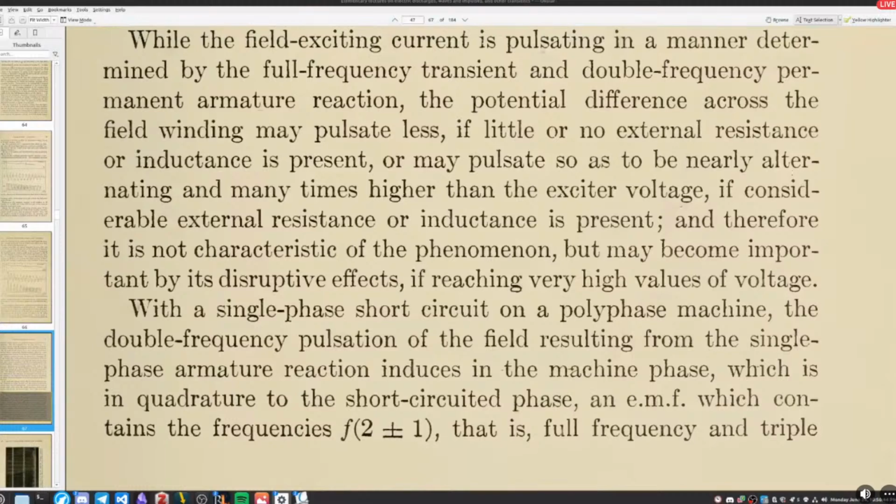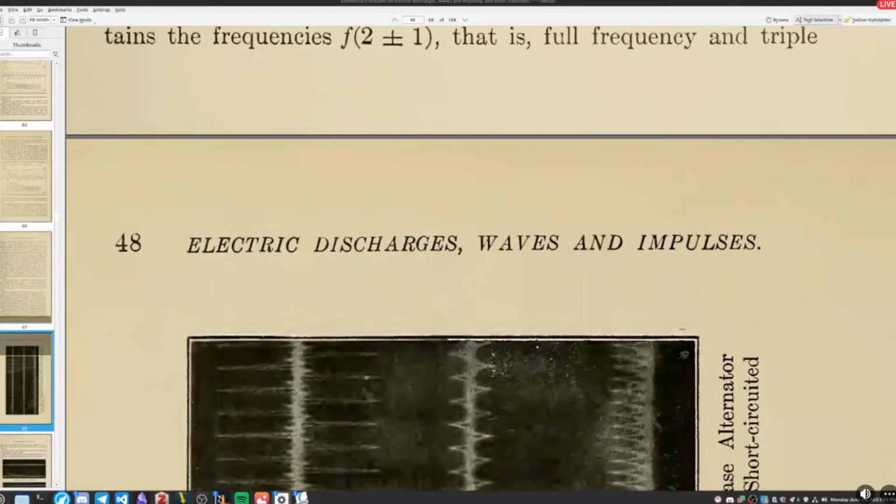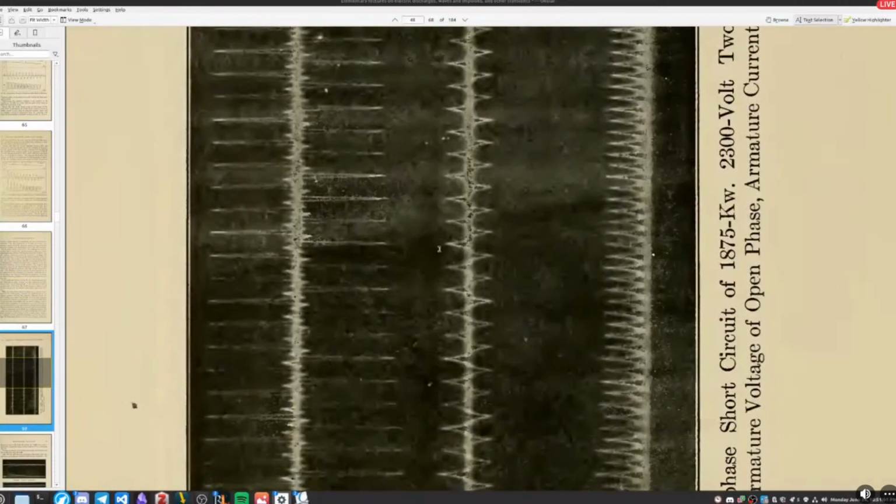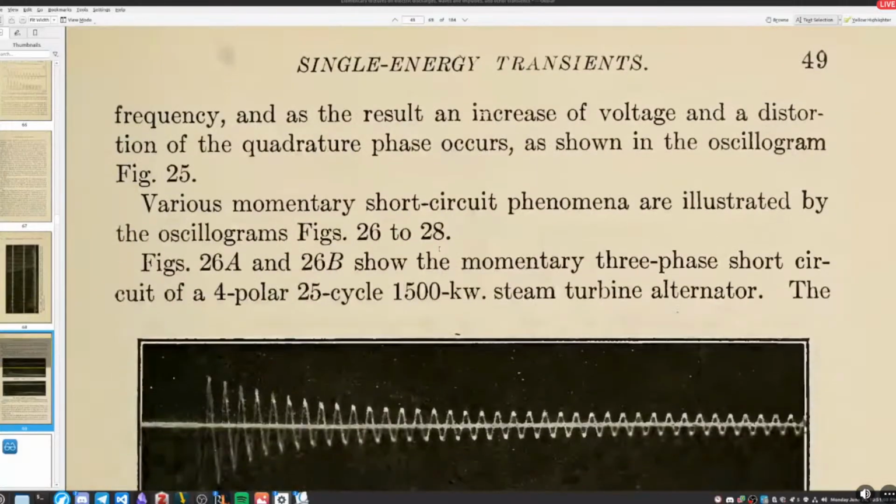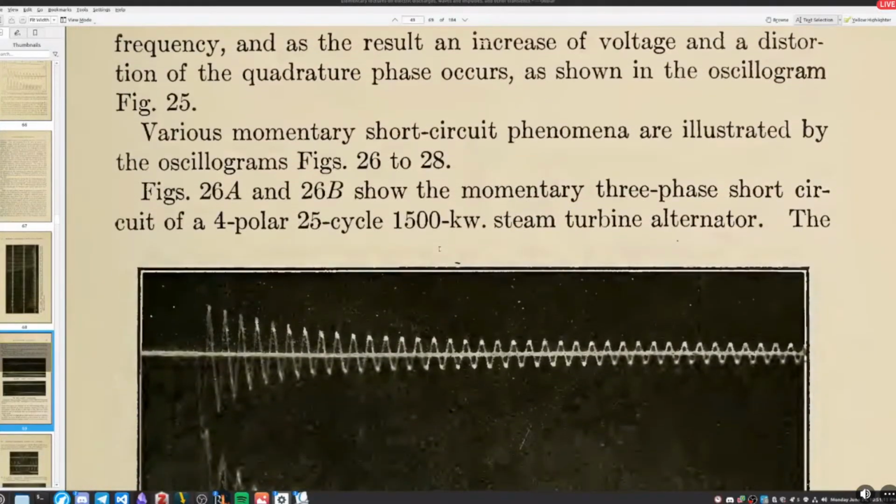With a single-phase short circuit on a polyphase machine, the double-frequency pulsation of the field resulting from the single-phase armature reaction induces in the machine phase which is in quadrature to the short-circuited phase an EMF which contains the frequencies 2 plus or minus 1, that is, the full frequency and triple frequency, and as the result, an increase in the voltage and a distortion of the quadrature phase occurs, as is shown in the oscillogram of Figure 25.